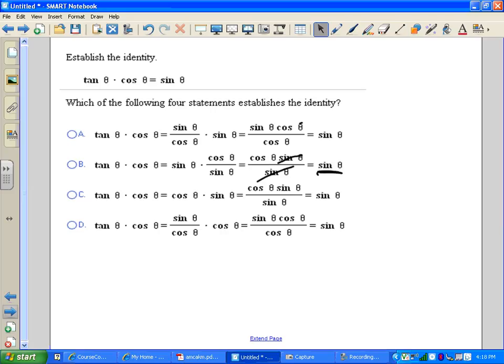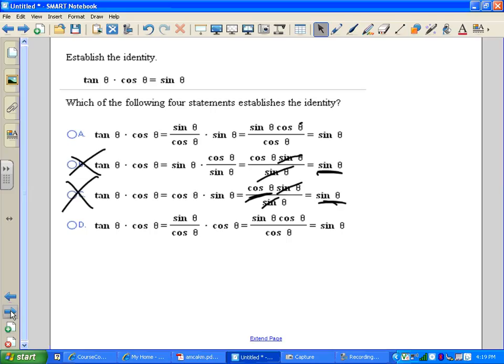So B's not working. Okay, let's check this one. I think this one's the same thing. The sines would cancel out and leave me with cosine, not sine. So C's not working. Now let's make sure this one's okay. The last step of choice D, those cosines would cancel and give me sine. So that one's okay. Now, let's look at the first steps here.